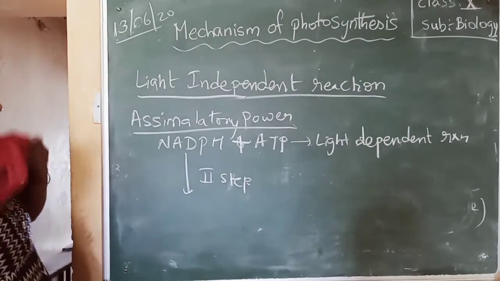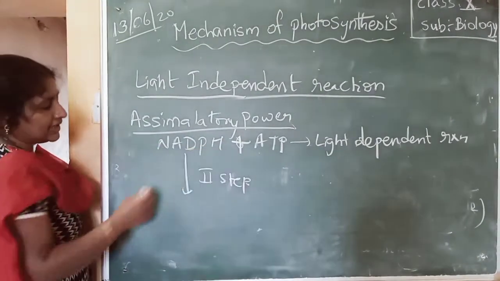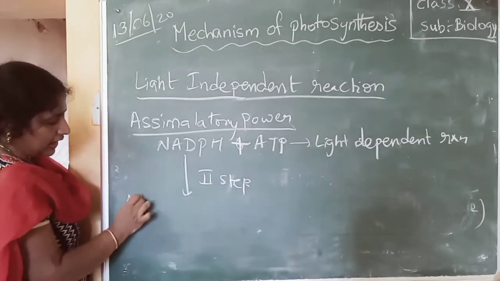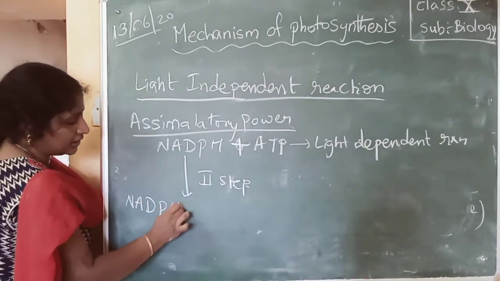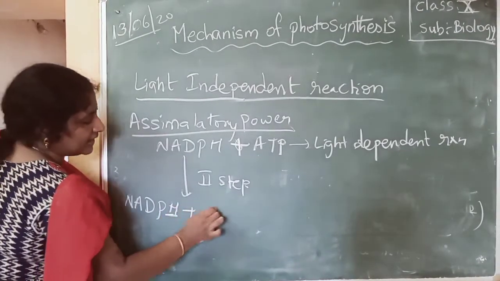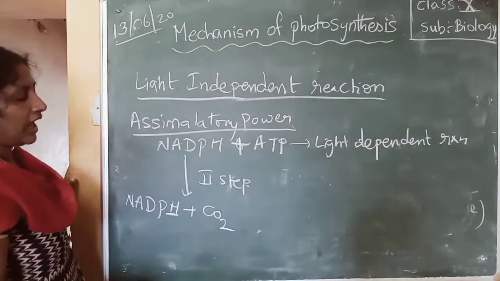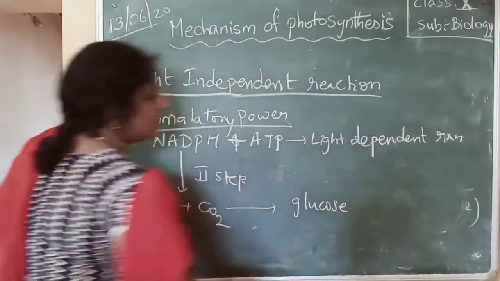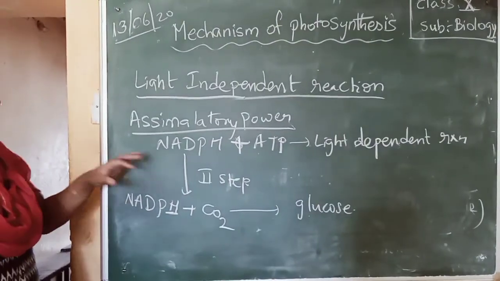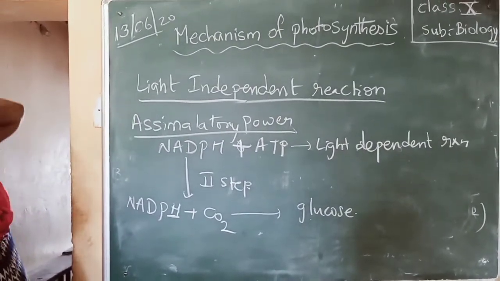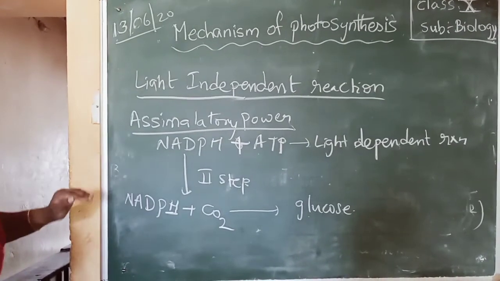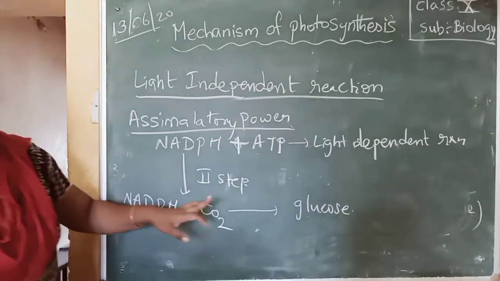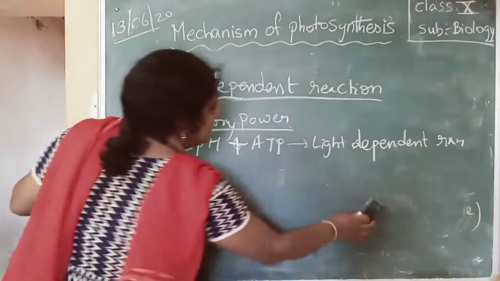So what happens? The NADPH and ATP are used by the carbon dioxide. The hydrogen atoms from NADPH react with carbon dioxide and form glucose. How it is formed, we will see. The assimilatory power which is formed in the light reaction will react with the carbon dioxide in the light independent reaction and form glucose. So how it is formed, we will see now.